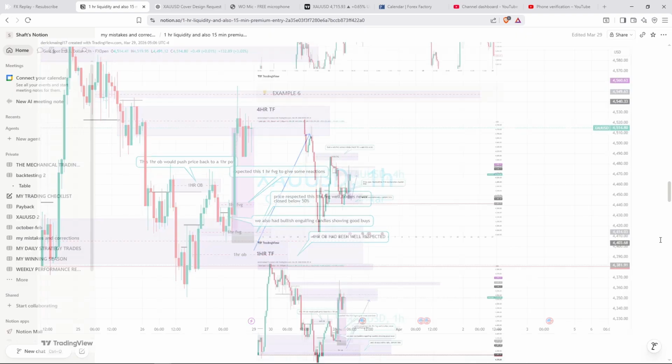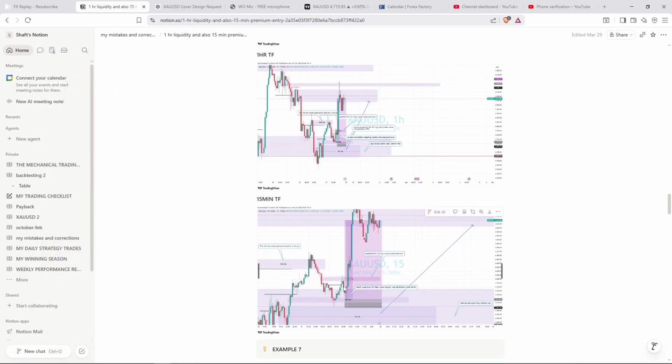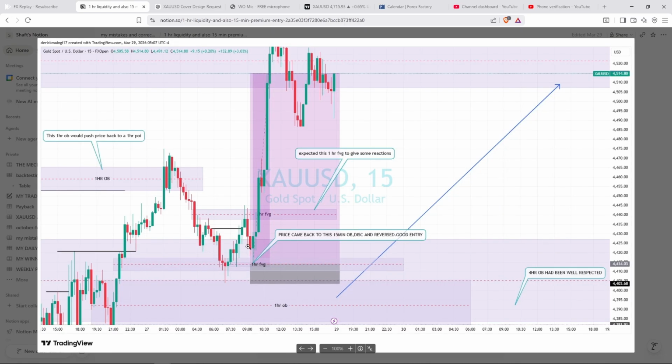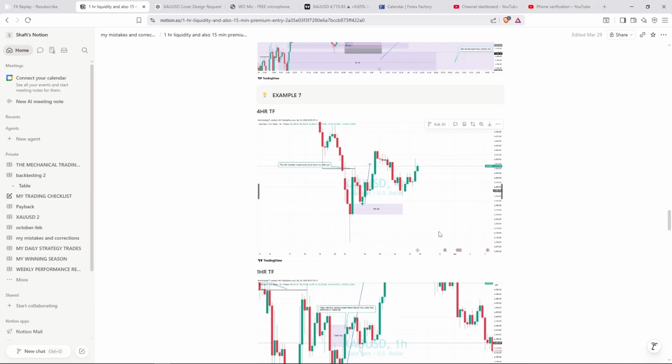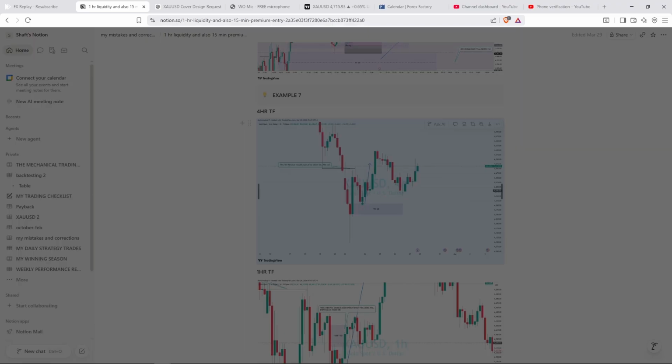So where do we go? We go on the 15-minute time frame and check for an order block that had some displacement. And you can see price came back to this 15-minute order block, the discount, and then reversed. A very good entry. So this is how you catch these moves where you see a 1-hour fair value gap or order block above you, and you have a 15-minute good point of interest.